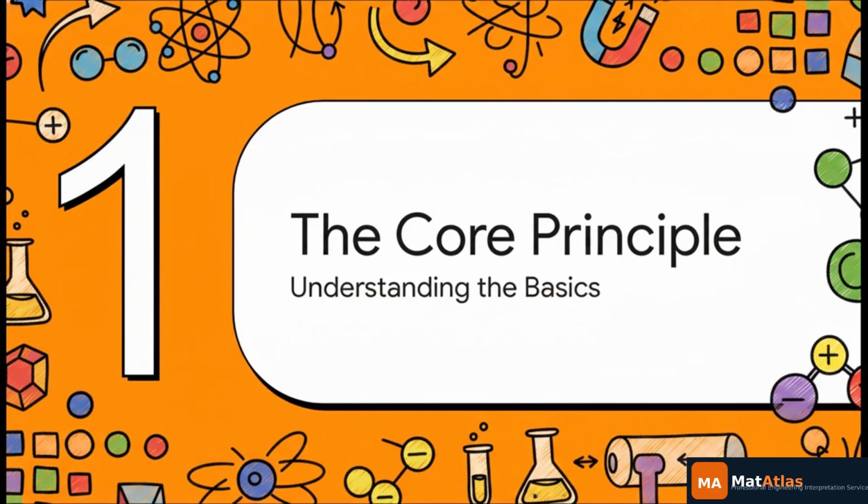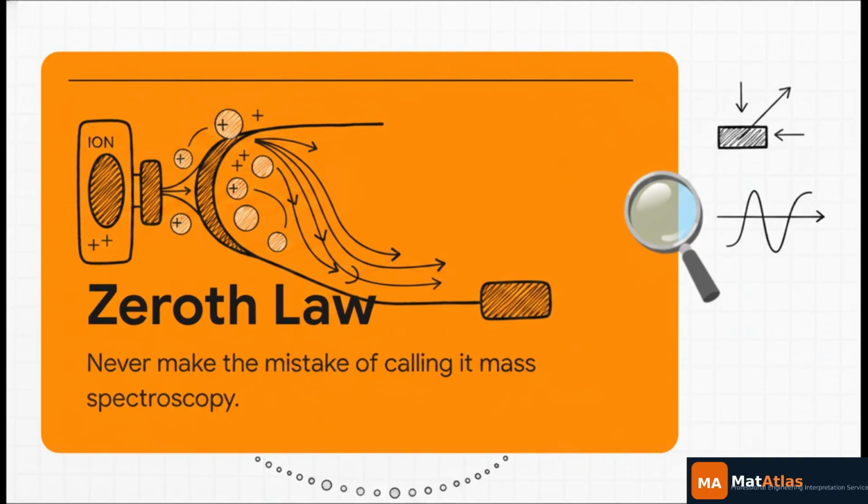Understanding the basics. Actually, before we go any further, I do have to make a very gentle correction to that initial viewer prompt we received. The 0th law of this field, and the experts are pretty strict about this, is that it is mass spectrometry, never mass spectroscopy. Why the distinction? Well, because unlike spectroscopy, which measures the absorption or emission of light, this method doesn't rely on light at all. We aren't looking at photons. Instead, we are physically separating and detecting isolated gas phase ions based entirely on their mass and their charge.